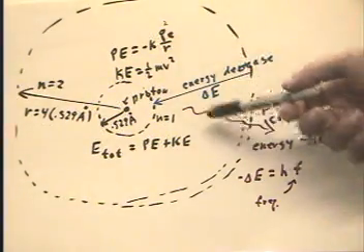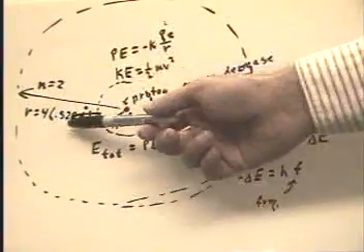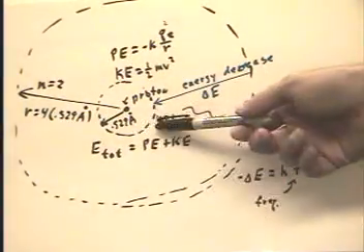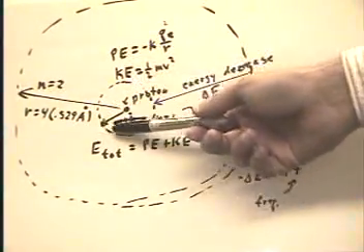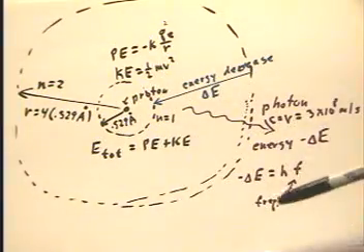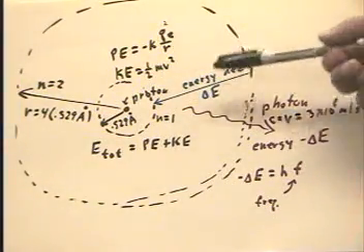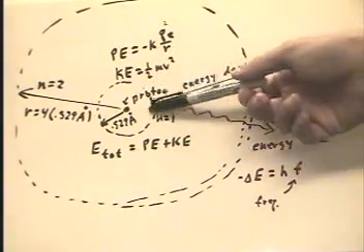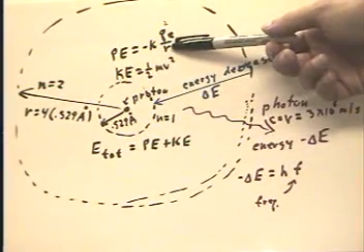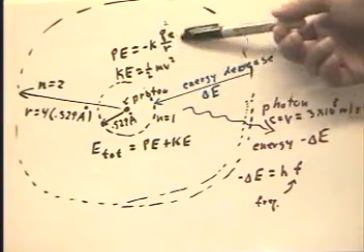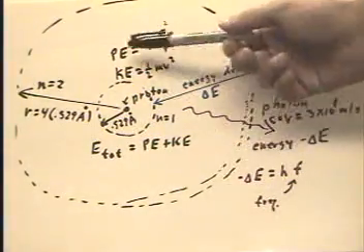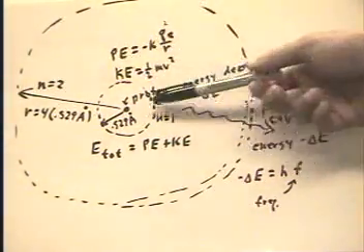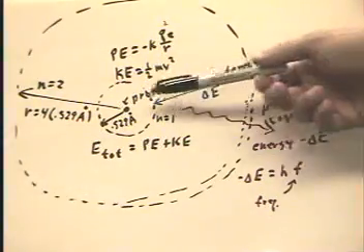Now, if we go from n equals 2 out here, where the radius is 4 times the 0.529 angstroms, to n equals 1, where the radius is 0.529 angstroms, what happens to these energies? Well, the potential energy is negative here. It's even more negative here because R decreases, increasing the magnitude of this quantity. Since the quantity is negative, of course, the potential energy will decrease as we go from here to here.